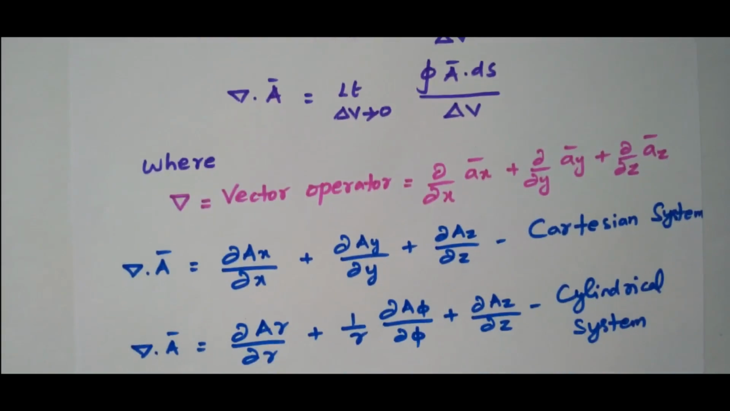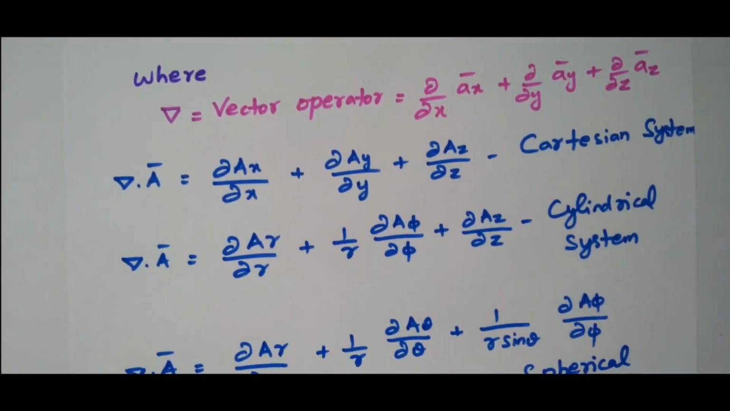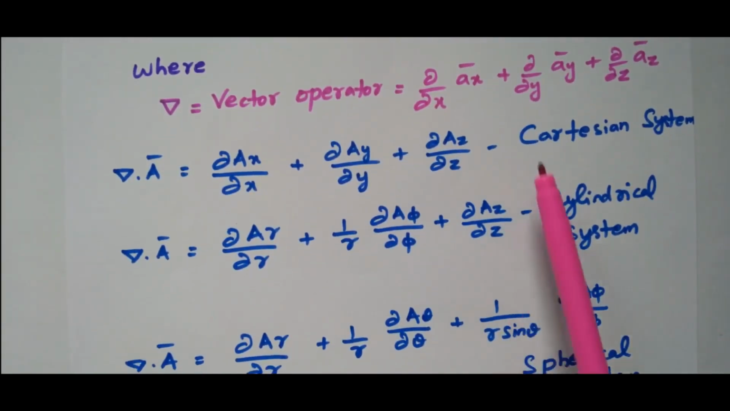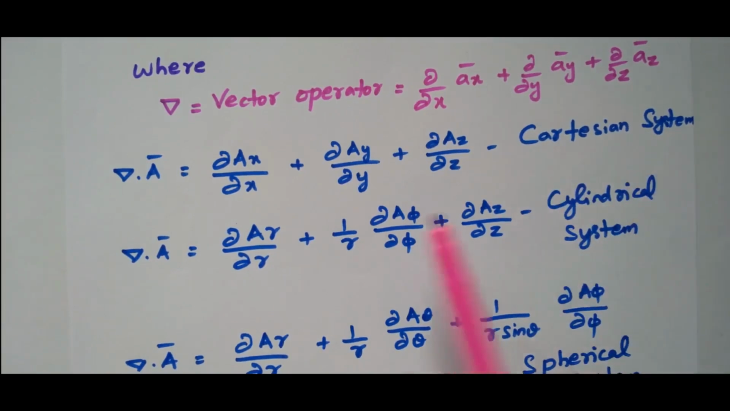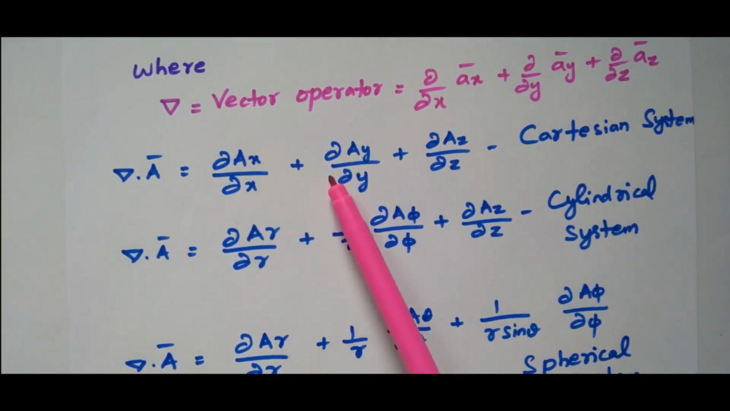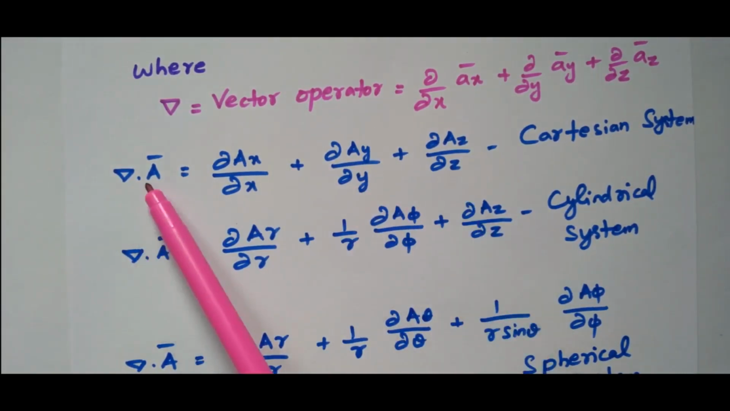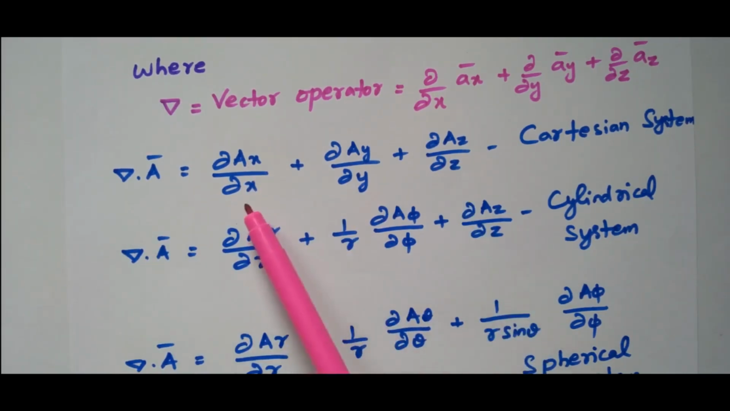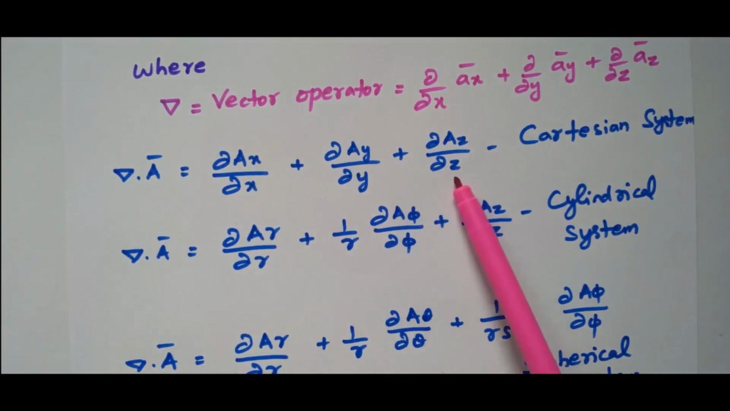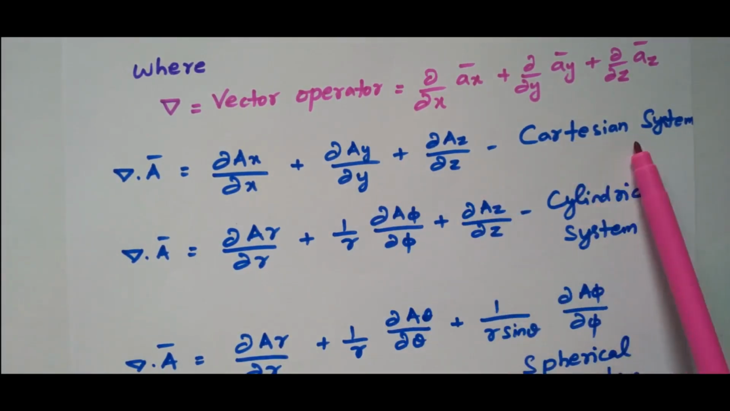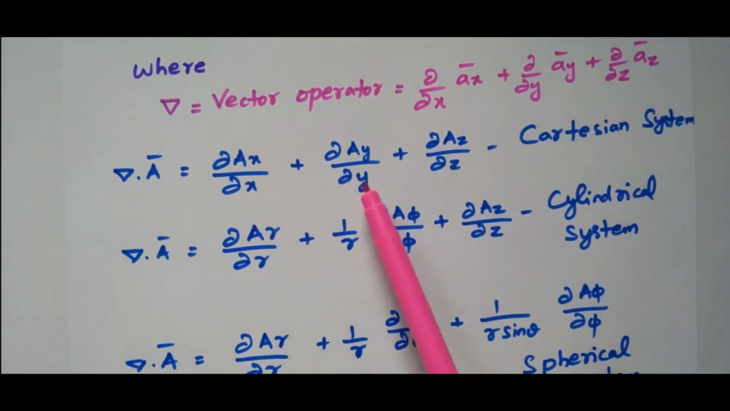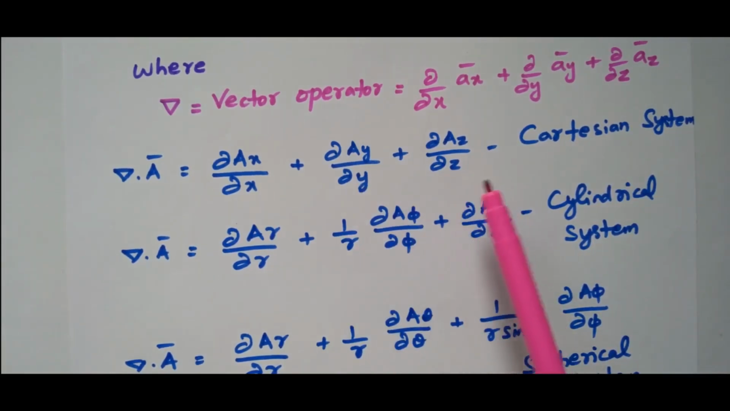In that, there are three types of coordinate systems available. First, the Cartesian coordinate system. If it is the Cartesian coordinate system, it is dou by dou x, dou by dou y, dou by dou z, right? In the case of del A, it is partially differentiated with dou x, dou y and dou z, because in the Cartesian system we have three parameters x, y and z.